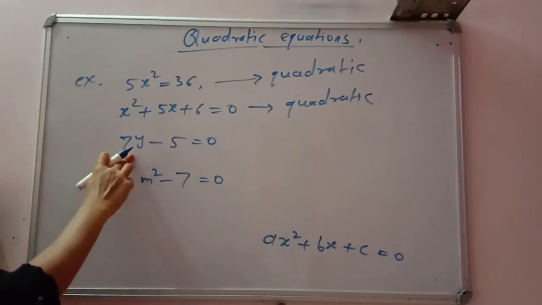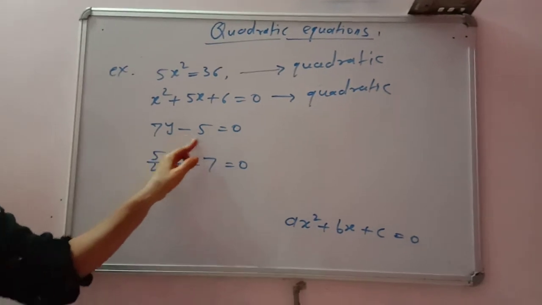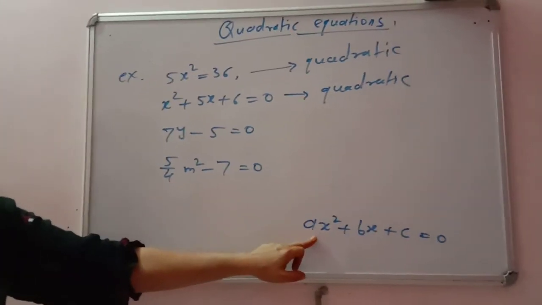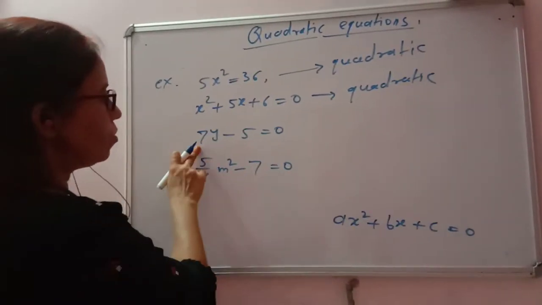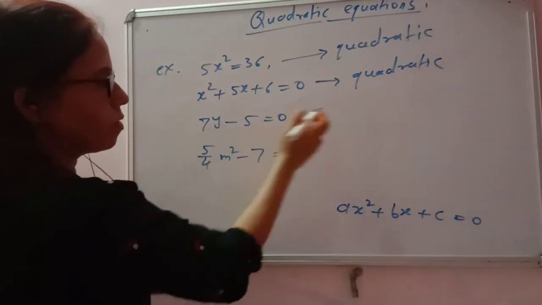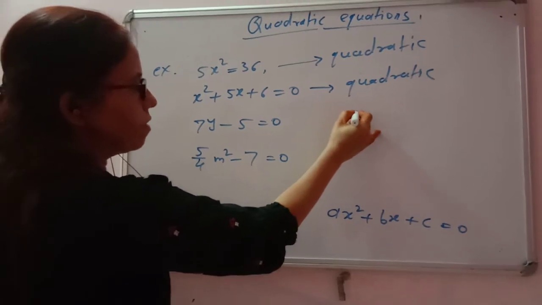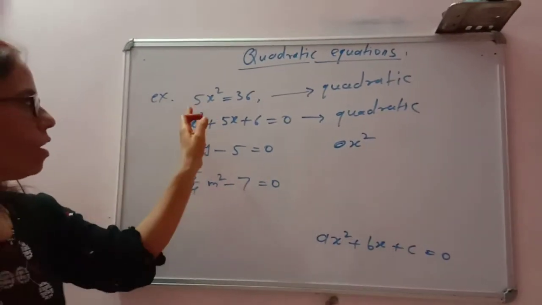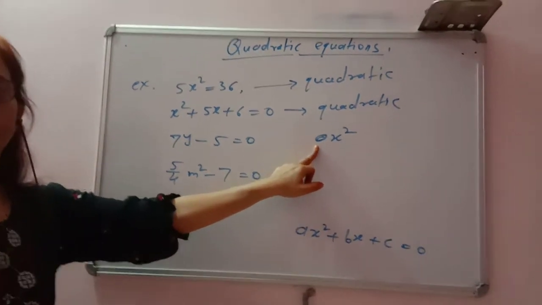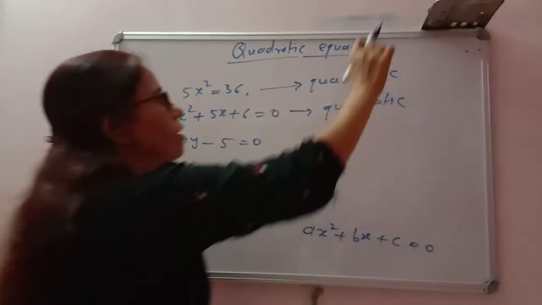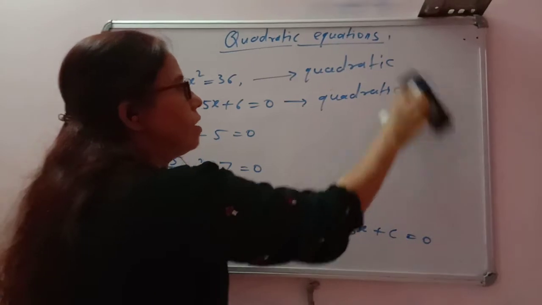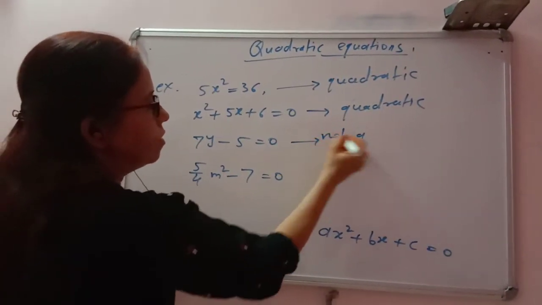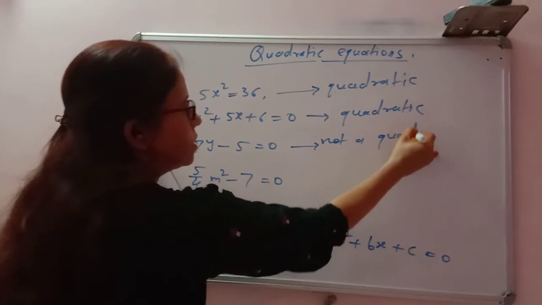See this equation: 7y minus 5u equal to 0. Again write it in standard form where this term is missing. To write this term we can write 0x square. But what is our condition? In a quadratic equation a is never equal to 0, and therefore it is not a quadratic equation.